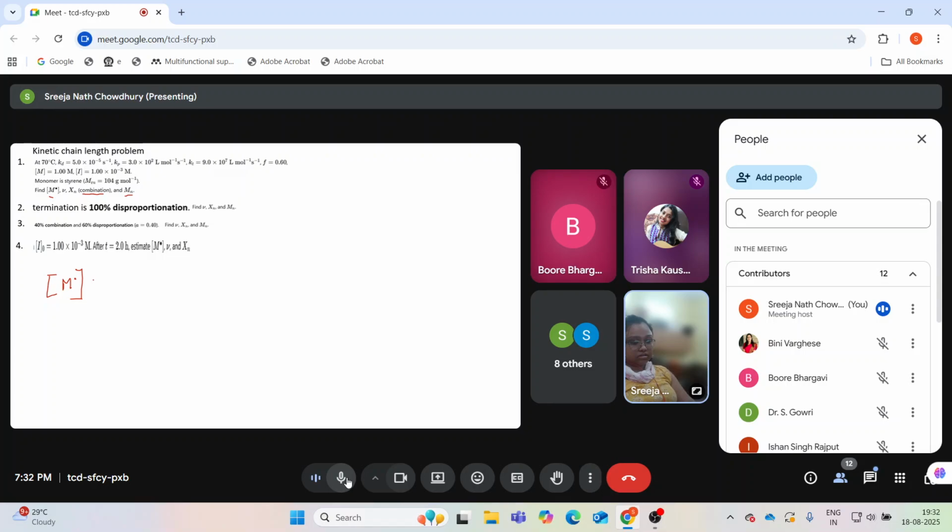These are the 3 cases where only combination occurs, only disproportionation occurs, and mixed disproportionation and combination occur.